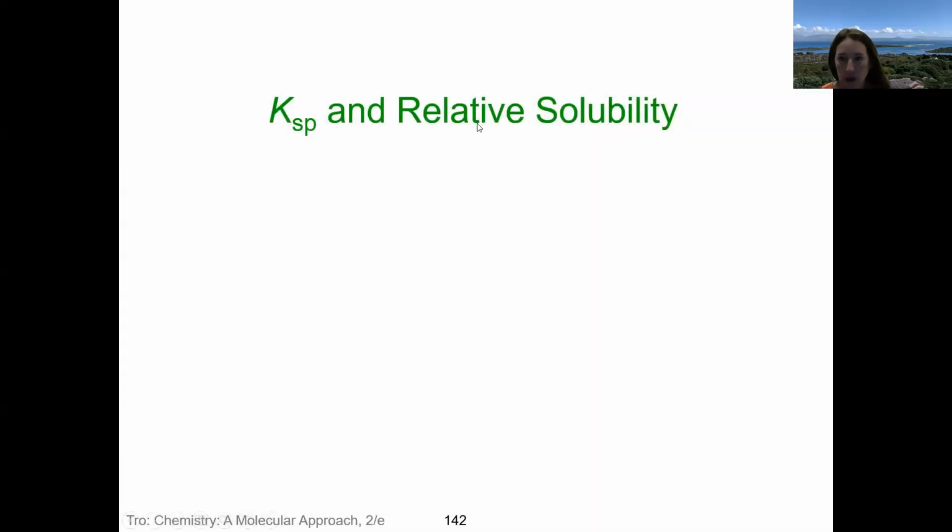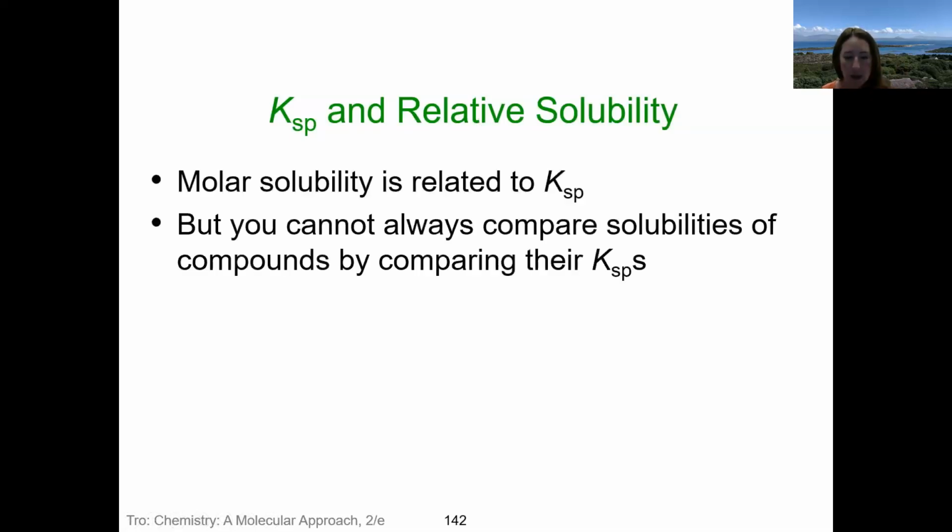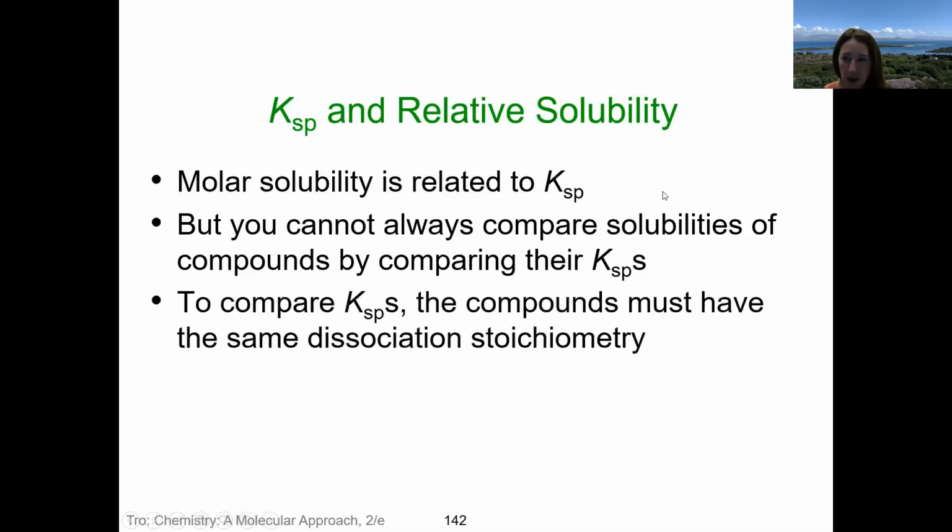Okay, so now let's use our Ksp and the relative solubility. So molar solubility is related to Ksp, but again, we can't compare Ksps unless they have similar ions in dissociation. And so they have to have the same stoichiometry. So for example, if we had PbCl2, this comes apart into 3 ions, and PbBr2, this comes apart into 3 ions. So we can compare these molar solubilities.